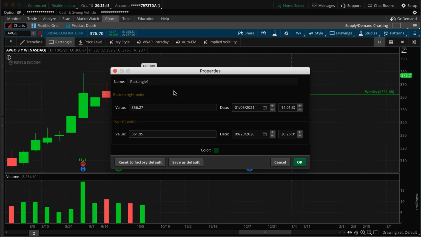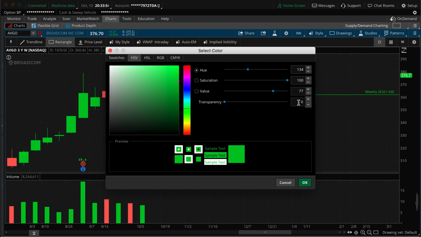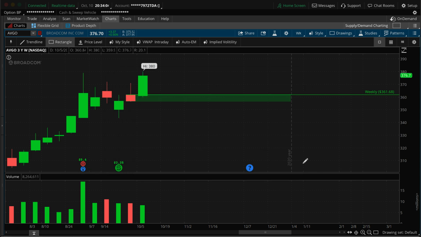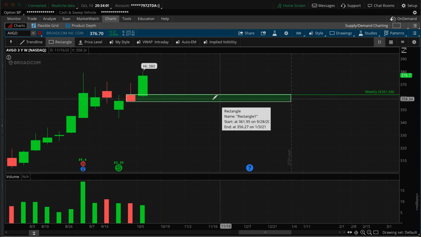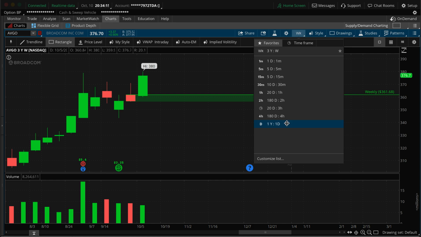I don't do anything with this except change the color. I use the green color, and then go to more, and you have the HSV, and set the transparency to 75, so it doesn't shine too bright and you can see, and then you can save it as your default, and then it'll always be set, so you don't have to change it. And then I just have to change the red color whenever I have a supply zone. So we have this weekly zone. That's the only one that's really applicable that we can see easily from there.